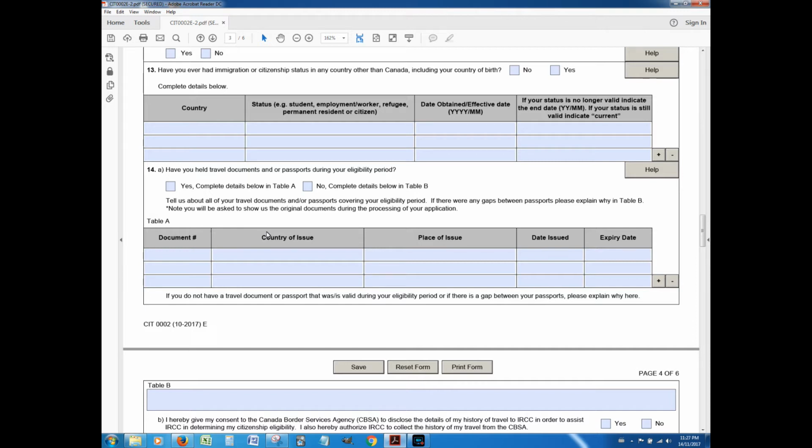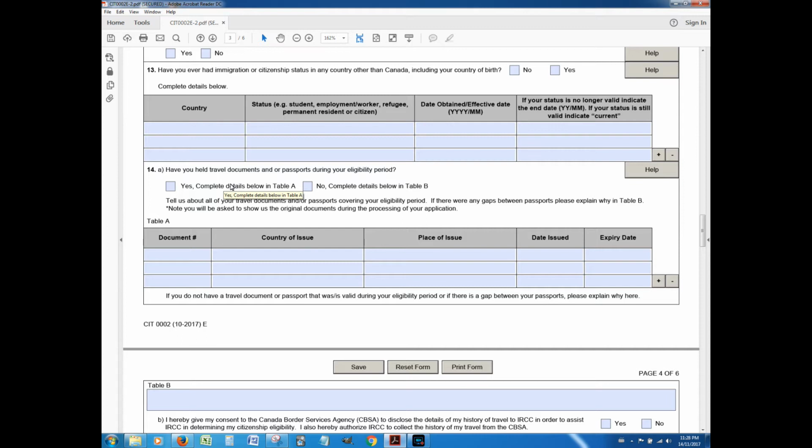If you can't enter another country with that document as your travel document, then that is not a valid travel document. For example, your PR card is not a valid travel document. Your PR card is simply a card that you use to get back into Canada and to identify you as a Canadian permanent resident. You cannot use your PR card to get into any other country. So, if you have a passport, you will click yes, complete details below.